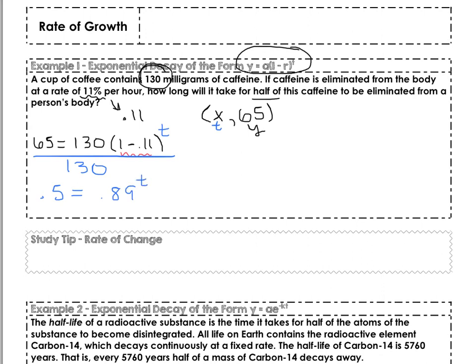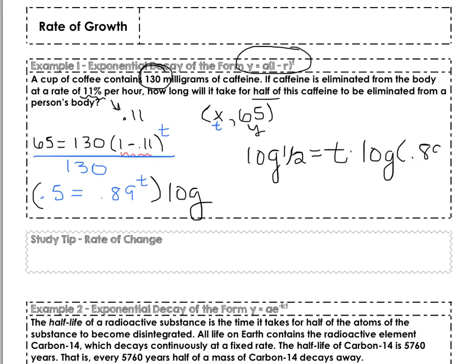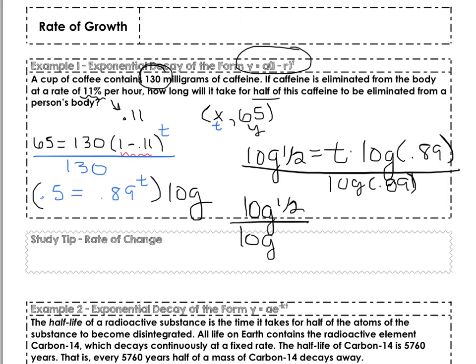All right, so now we're going to take the logarithm of both sides. That'll bring down our t. So then we're going to have log of 1/2 is equal to t times log of 0.89. Divide both sides by log of 0.89. So then we have something that we need to type into the calculator: log of 1/2 divided by log of 0.89 is equal to our value for t. Type that in, we get approximately 5.948.